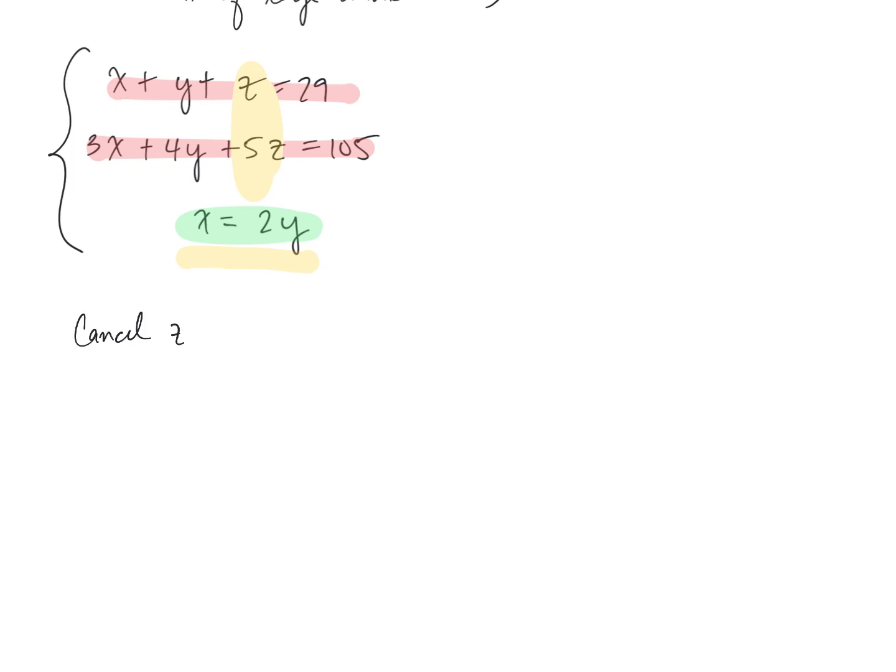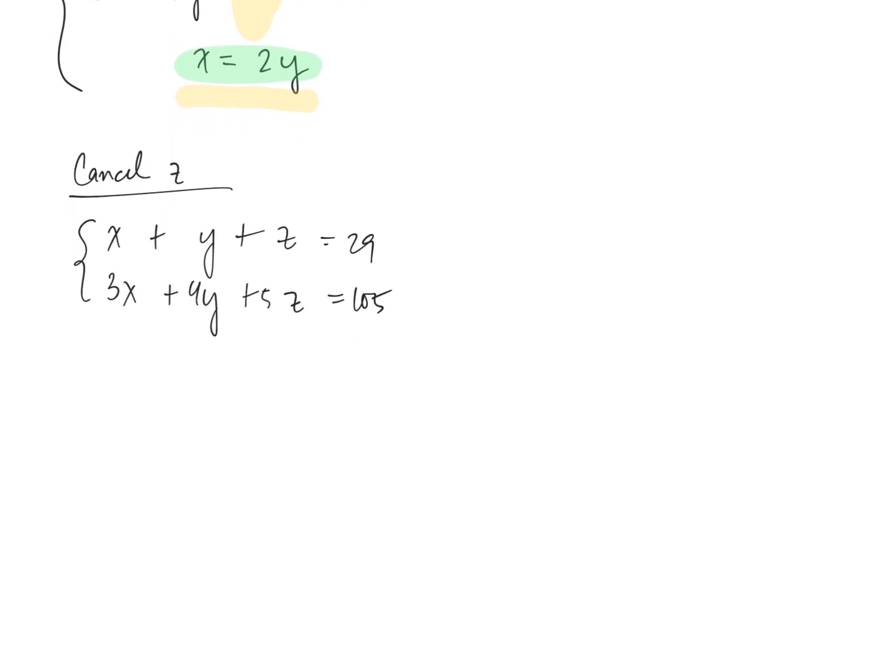Cancel z. So I have x plus y plus z equals 29, and 3x plus 4y plus 5z equals 105. Now in order to cancel the z's, I need to match them. So since the other one's a 5z, I'll go ahead and multiply everyone in the top by 5. So 29 times 5, let's see that. I'm going to do that on the side. Scratch work. 29 times 5. That'll be 145.